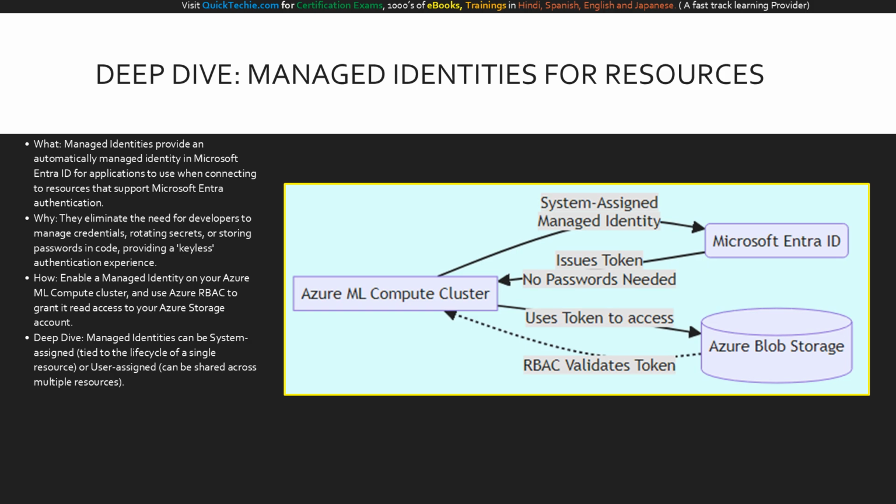Look at this flowchart to see the elegance of managed identities. Our Azure ML compute cluster on the left inherently possesses a system-assigned managed identity. When it needs data, it simply asks Microsoft Entra ID for a token, no passwords required. Armed with this token, the compute cluster requests data from Azure Blob Storage. Storage checks the token against Azure RBAC rules. Because we explicitly granted the identity access, the data flows securely. It is seamless and highly secure.